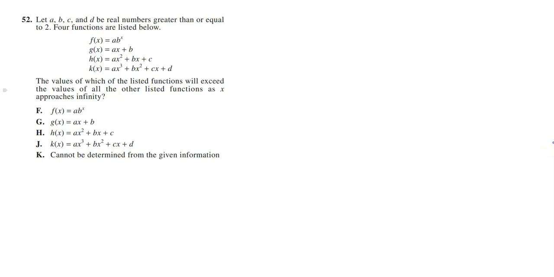Okay, so it says let A, B, C, and D be real numbers greater than or equal to 2. 4 functions are listed below. The values of which of the listed functions will exceed the value of all the other listed functions as x approaches infinity? So here you can see this is limited to the 3rd degree, this is 2nd degree, and this is a linear function. This here is your exponential function, and we know that the exponential function really gets large as it approaches infinity. So this definitely will be the best answer here.